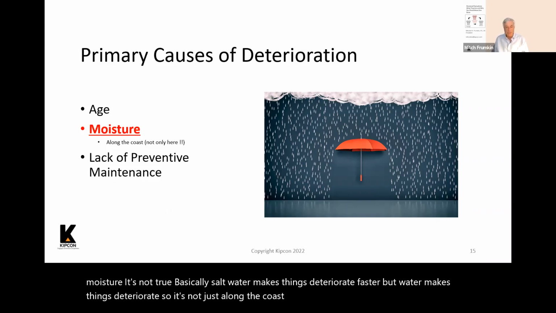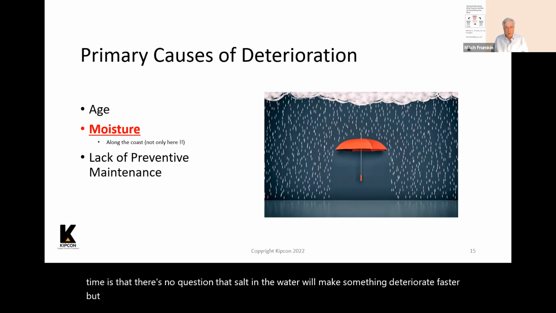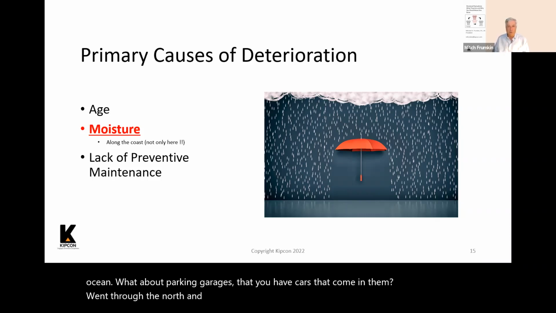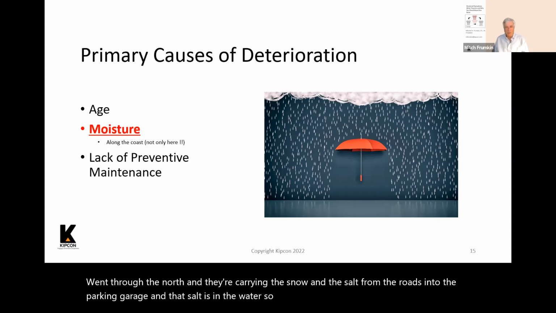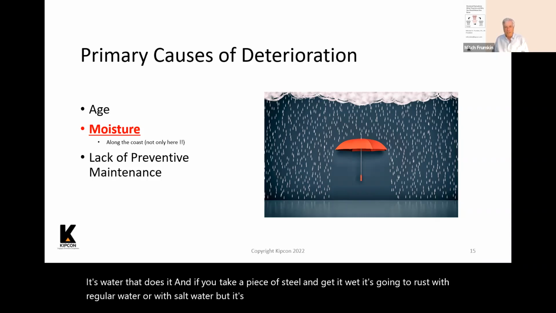The other thing I mention all the time is that there's no question that salt in the water will make something deteriorate faster, but you don't only get salt in water that comes against a building next to the ocean. What about parking garages? You have cars that come in them in the winter in the north, carrying the snow and the salt from the roads into the parking garage, and that salt is in the water. So it's not just along the coast. Keep that in mind. It's water that does it. If you take a piece of steel and get it wet, it's going to rust with regular water or with salt water, but it's going to happen. It's just the rate that it happens.